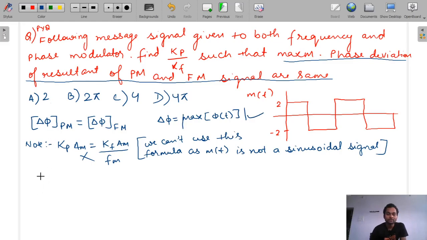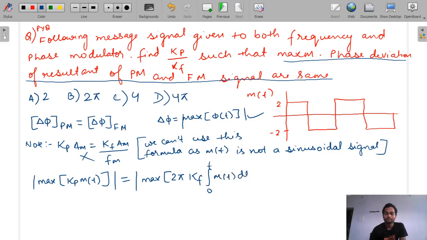So what is the phi t of the phase modulator? That is, phi t is kp into mt. Okay, we have already seen this in the general expression of PM signal. And what is the phi t of FM signal? That is 2 pi kf integration of mt dt. Okay, this we have already seen in the general expression of PM and FM.